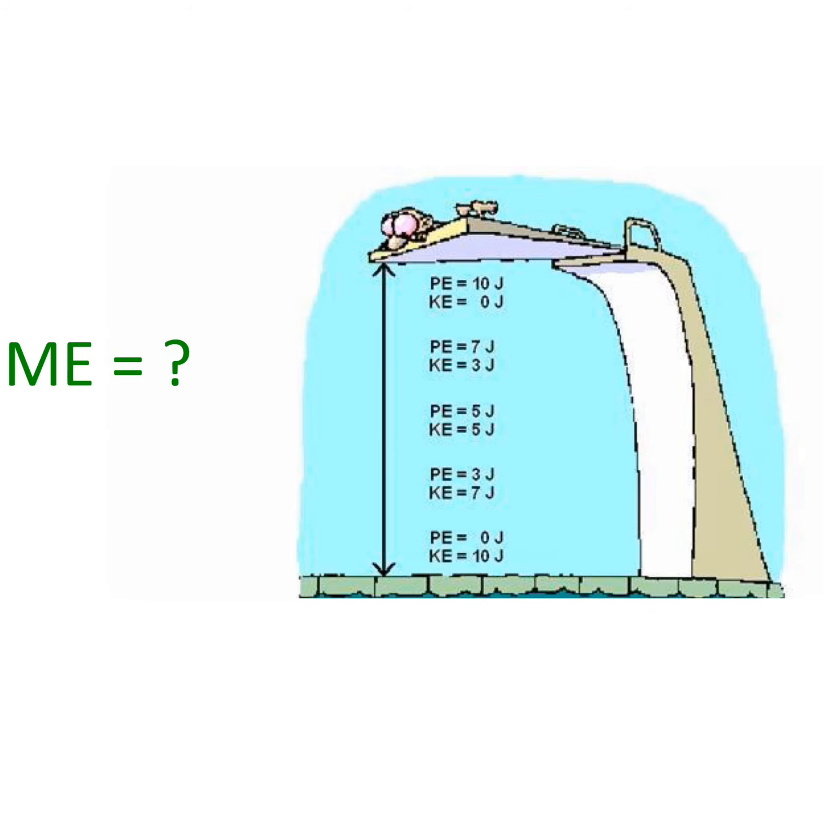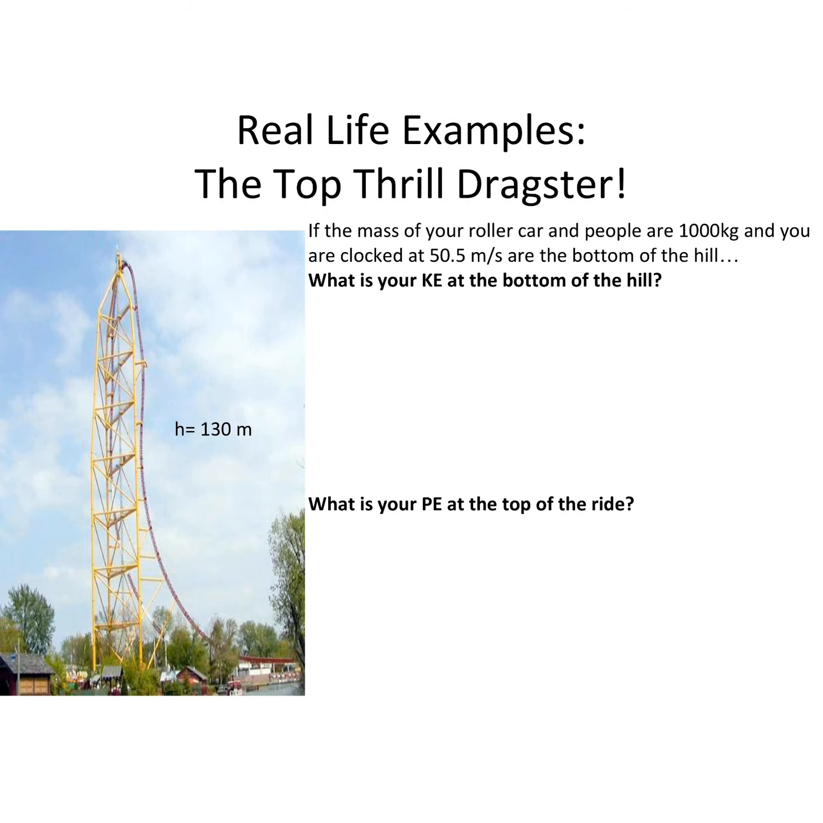Okay, so if we have a diver and they jump off, they have all potential to start with. And then what we notice is their potential goes down as they get lower and lower, whereas their kinetic energy instead goes up. It starts at 0, then 3, then 5, then 7, then 10. So the kinetic energy is increasing, the potential energy is decreasing, but the mechanical energy, which is the combination of those, is always 10. So those two added together still give me 10. Okay? So we can use that when we're doing some more complicated questions.